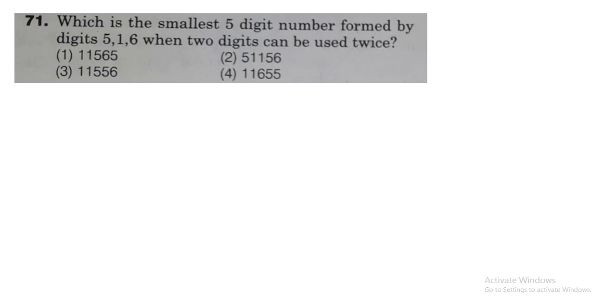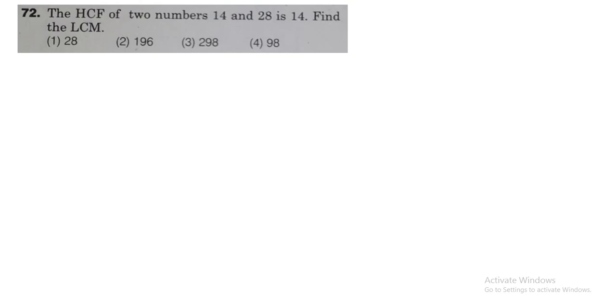Next, moving on to question number 71. Which is the smallest 5-digit number formed by the digits 5, 1, 6 when 2 digits can be used twice? From the options we can easily find it. Smallest means you should have 11 in the first 2 places, so the other option is cancelled. Next, 565, 556, 655. Here 556 is the smallest among those 3. Hence the answer is 11556.